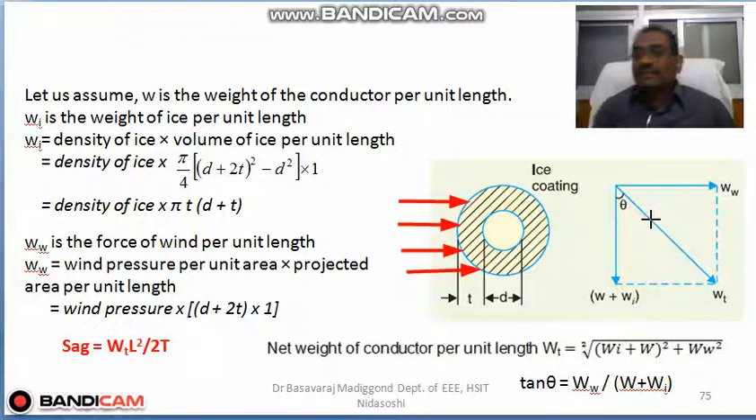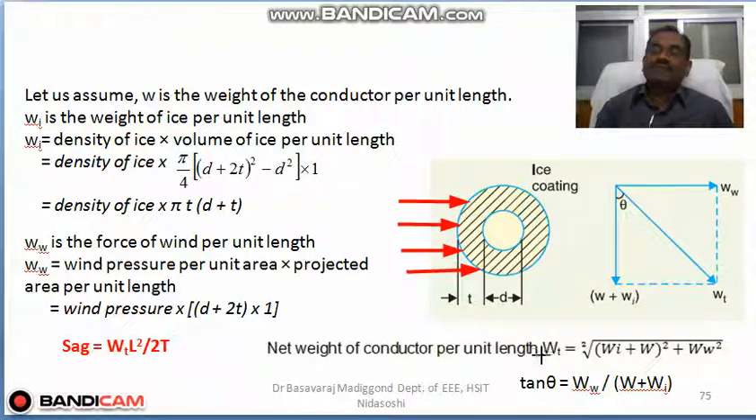So if this is the conductor, you have two forces on this conductor. One is acting downwards, that is the weight of the conductor plus the weight of the ice, and another one is wind pressure, which is acting horizontally. The resultant of these two forces is Wt. So the net weight of the conductor per unit length, which is given as Wt, is equal to the square root of (Wi plus W) whole square plus Ww square. This is the net weight of the conductor.